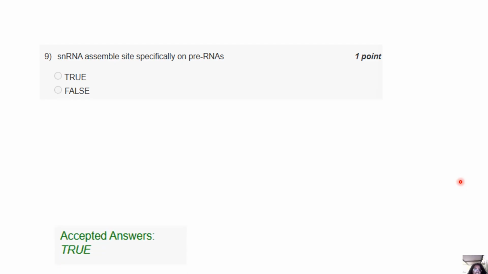Okay, so the answer will be true. Now, what are snRNAs? snRNAs are small nuclear RNAs. It's a class of RNA molecules that are found in the nucleus of eukaryotic cells. They are involved in RNA processing, including intron splicing and gene expression regulation. The function is that it's a part of the spliceosome, which removes intervening sequences from pre-mRNAs. snRNAs are involved in nuclear maturation of mRNA transcripts. They are also involved in gene expression regulation.